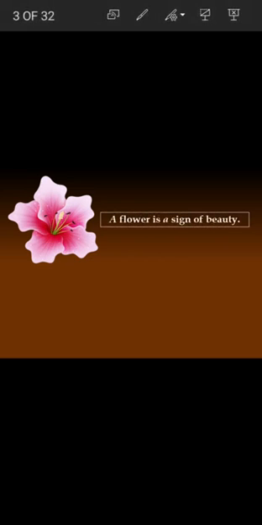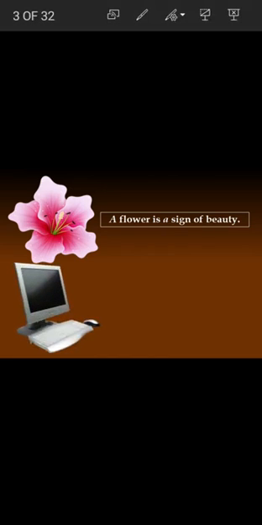Today I am going to talk about a new thing. Let's see. So what can you see in the picture? A flower is a sign of beauty. So today you'll have to guess what I am going to teach.